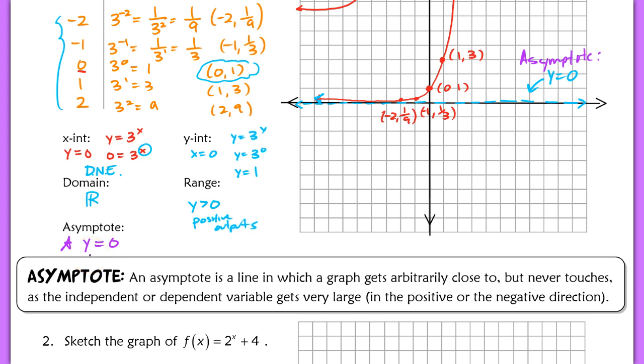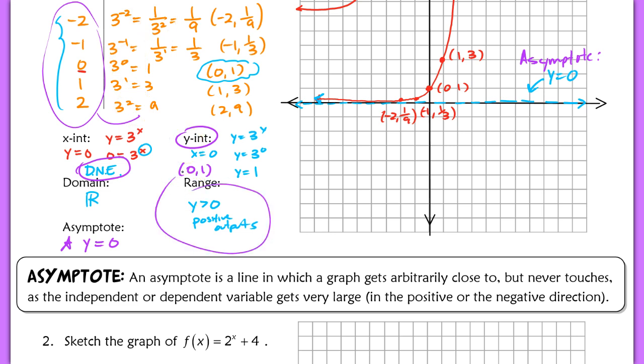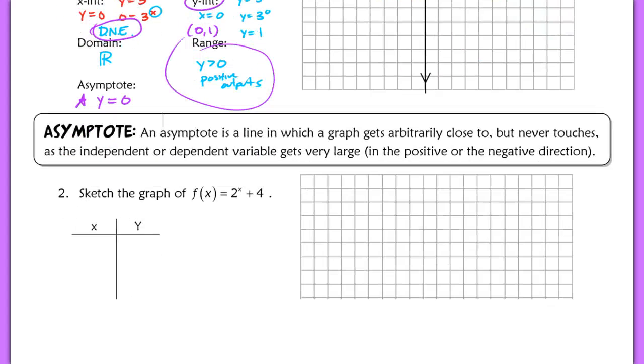Oh, I want to clean up this y-intercept. Just make sure you're showing it as a coordinate also. Here I had the x-intercept does not exist because it doesn't ever cross the x-axis. My domain is any real number because I can plug in anything I want into the left side of this table, but the only outputs that I ever have on the right-hand side are positive outputs. Okay? Let's try another problem.